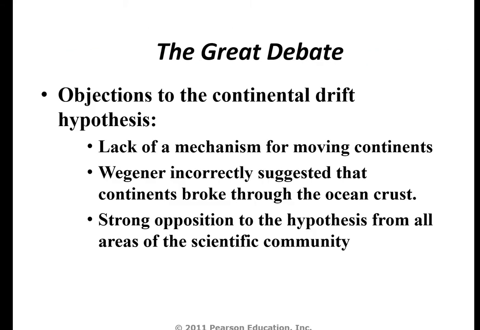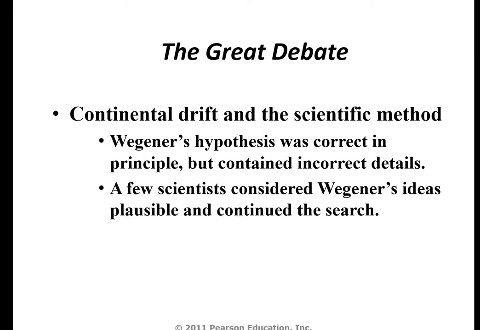Now, there were objections to the continental drift hypothesis. It lacked a mechanism for moving the continents. Wegener incorrectly suggested that the continents broke apart through the ocean crust, which was not correct. And there was a strong opposition to the hypothesis from all areas of the scientific community. So really ahead of its time. Now, that hypothesis was correct in principle, but contained incorrect details. And so a few scientists started to look deeper into Wegener's ideas and continue the search for answers.